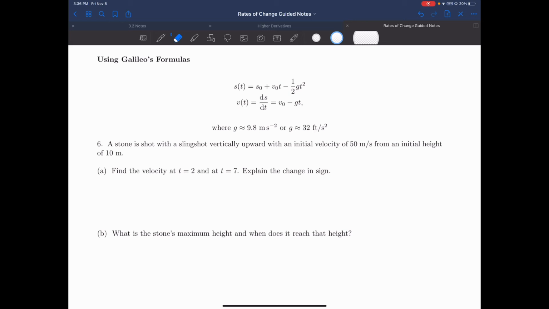Okay, so we're going to look at Galileo's formulas. These aren't used all the time. They might not even show up in other examples, but they're a good place to start with position and velocity. So S of t represents position, and v of t represents velocity.